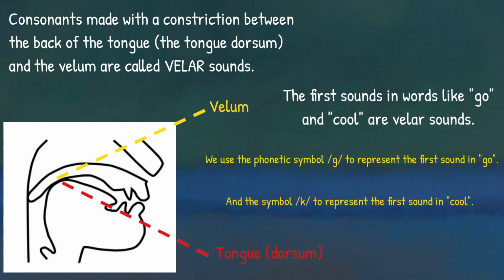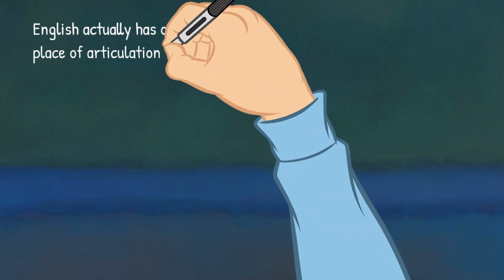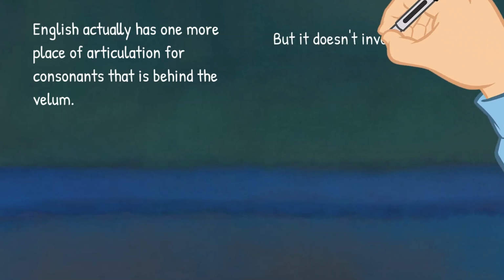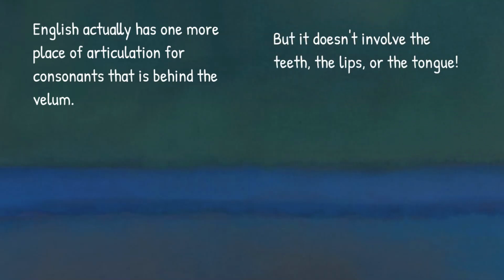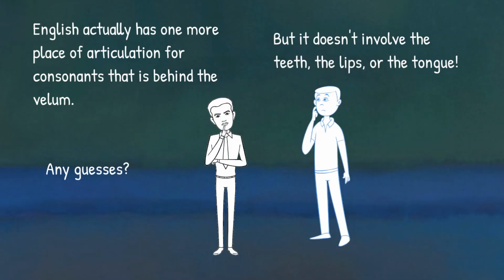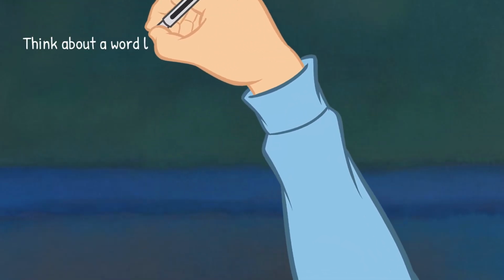We use the phonetic symbol G to represent the first sound in go, and we use the phonetic symbol K to represent the first sound in words like cool. So interestingly, English has one more place of articulation for consonant sounds. But what's curious about this particular place of articulation is that it doesn't involve the teeth, the lips, or the tongue. So, do you have any guesses about what that place of articulation might be?